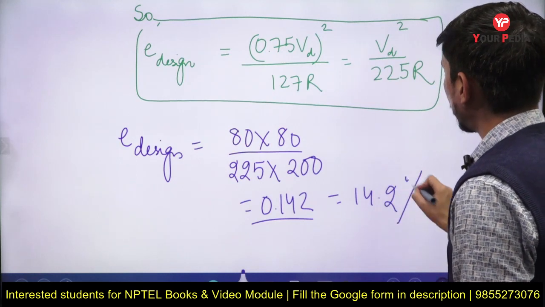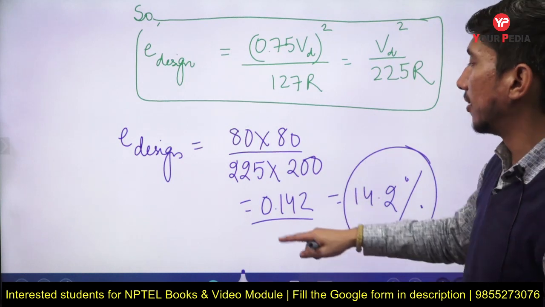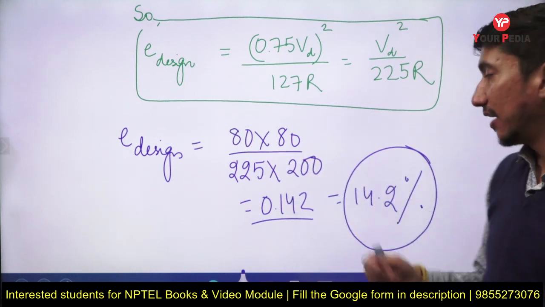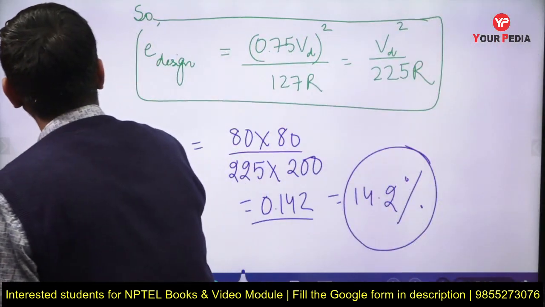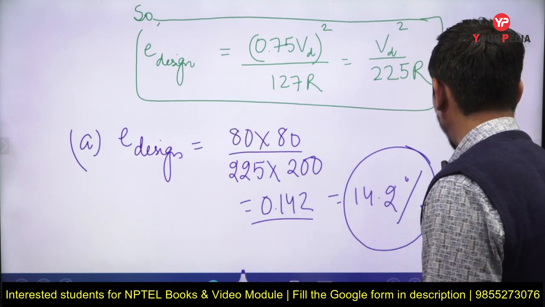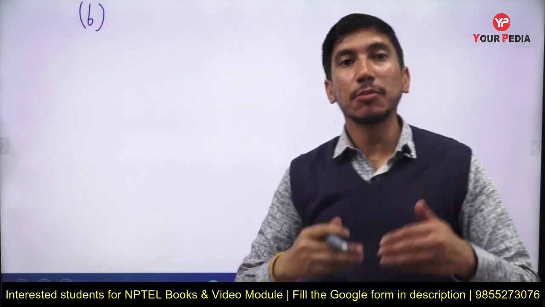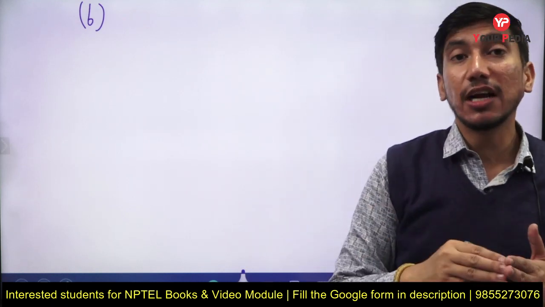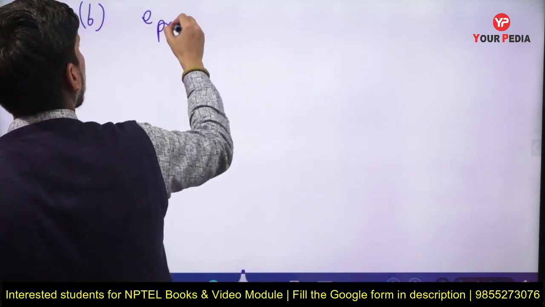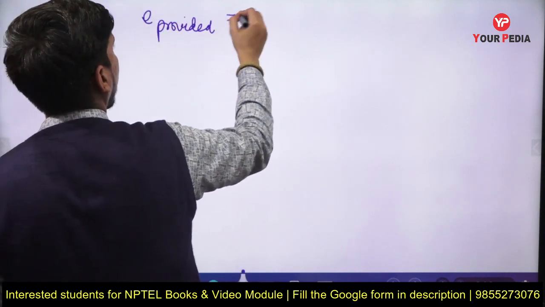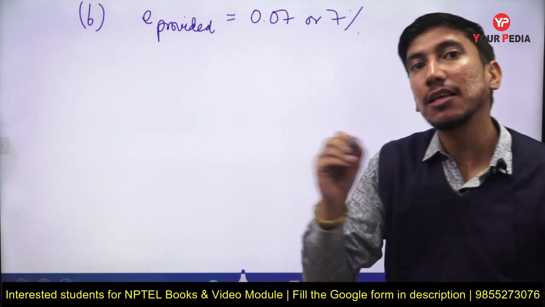So the design superelevation that is required on that particular horizontal curve, if we want to allow a vehicle with the speed of 80 km per hour, is 14.2%. Okay, so the answer to the first part is 14.2% or 0.142, but in the second part it has been given that the maximum superelevation is 7% and we can't provide a superelevation more than that. So E provided on the site will be 0.07 only, 7% only, because we can't exceed the maximum value.